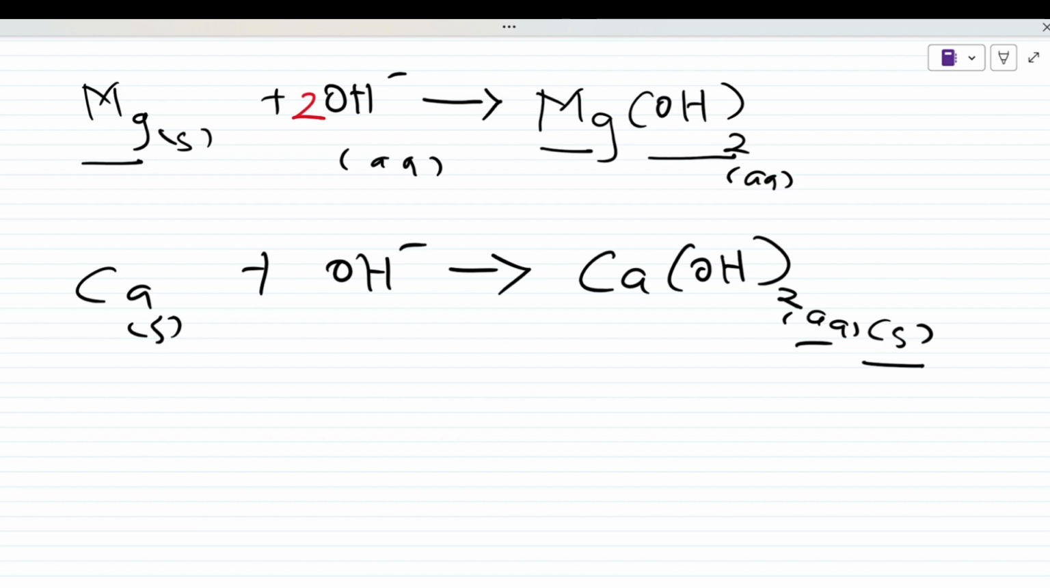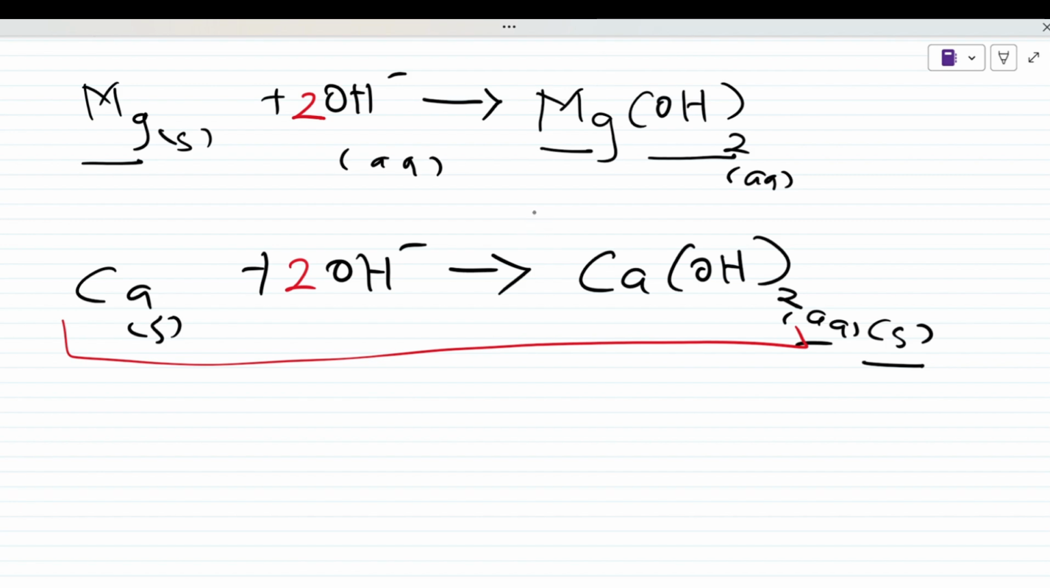If I do the balancing, you'll realize that the hydroxides are the same, because they're all in the same chemical family and they're all in group 2. I'll simply put a 2 here to ensure that my chemical equation is properly balanced. Then I can go ahead and do another one.